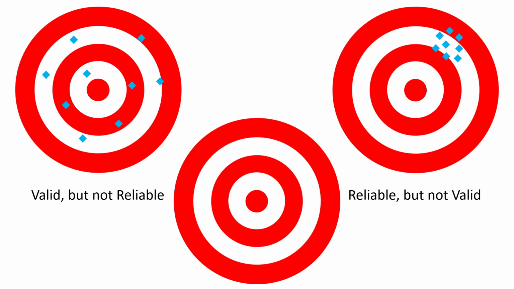What we want to do is consistently hit in or very near the bullseye. Then we are both reliable and valid. And it's the same when we are trying to measure social phenomena.